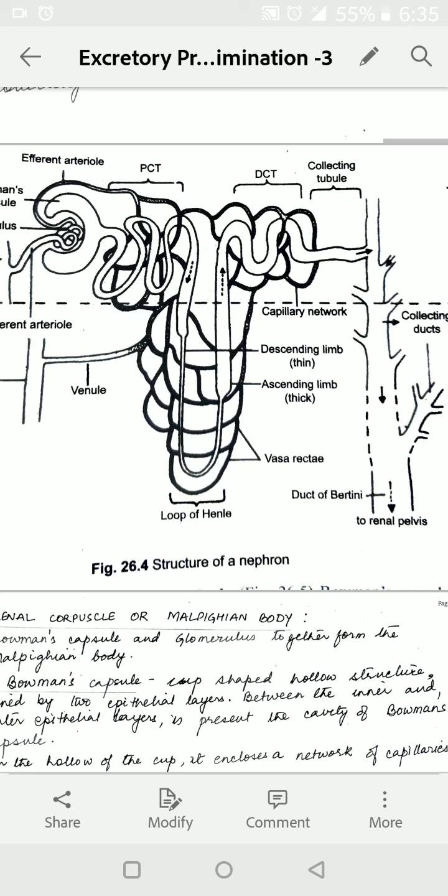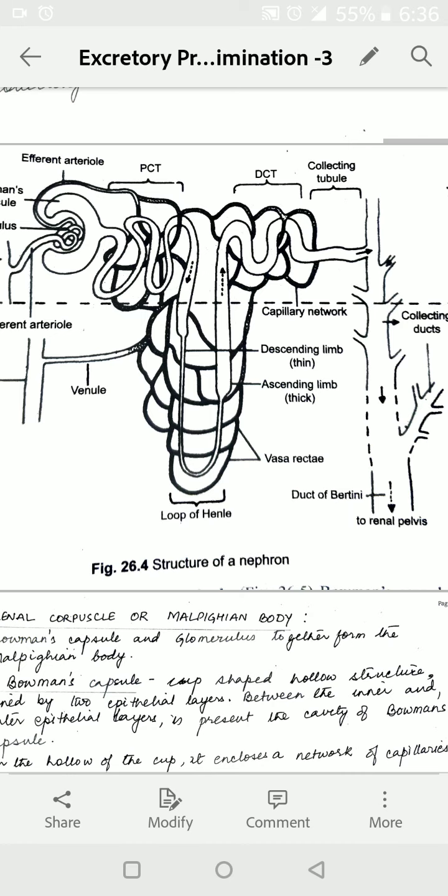As you can see in this figure, the collecting tubules of several nephrons join to form the collecting duct, and this collecting duct from the renal cortex passes into the medullary region and drains the urine in the renal pelvis. This figure shows you everything, even the duct of Bellini, which is formed after the collecting ducts have joined together before opening into the renal pelvis.